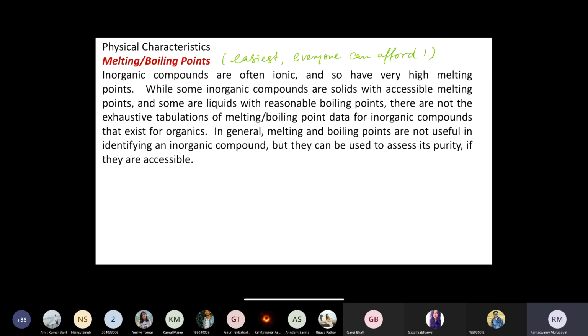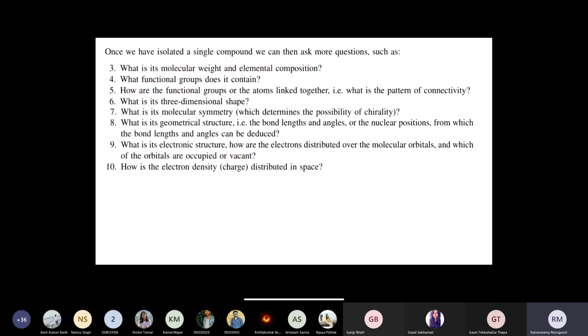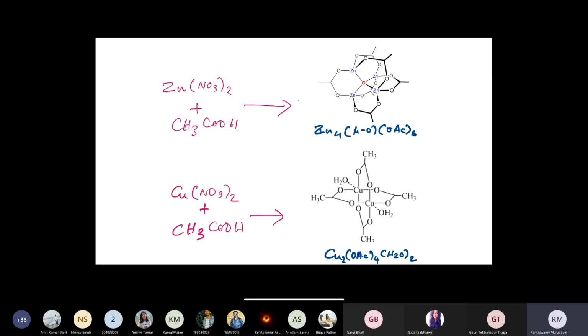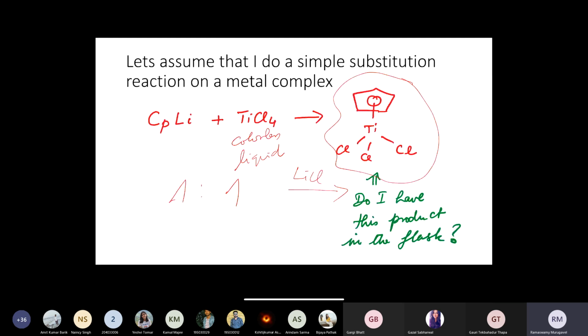If I quickly go back 2 or 3 slides, titanium Cl4, I said, is a colorless liquid. CpLi is again an off-white colorless solid. If I mix these and make this compound, it is an orange solid. Already you know whether your reaction has worked or not by observing the color. I think color is not something you can underestimate.